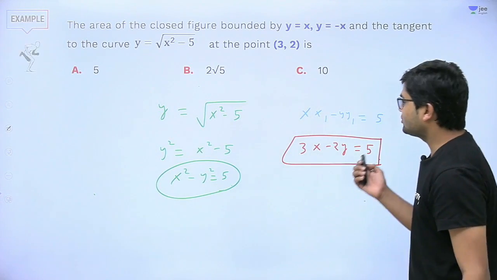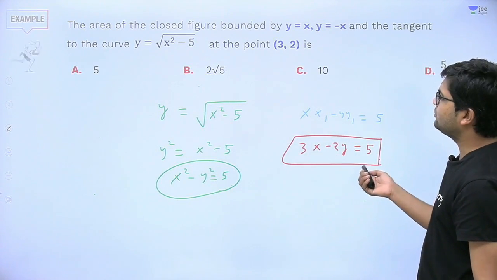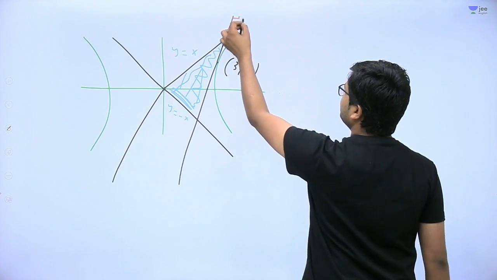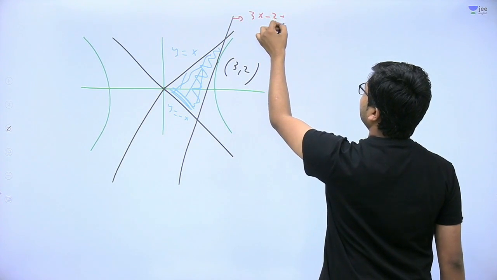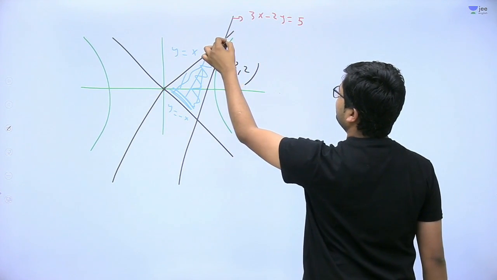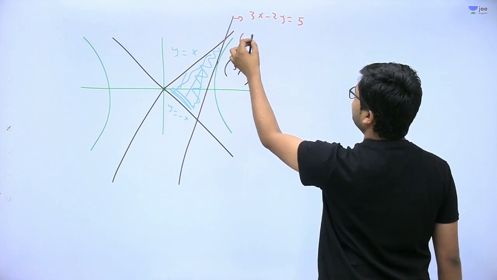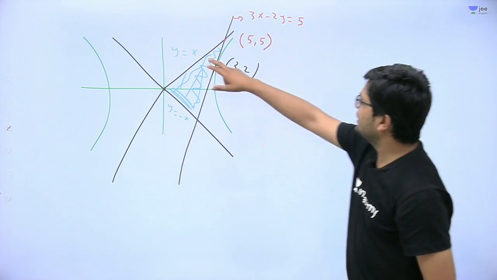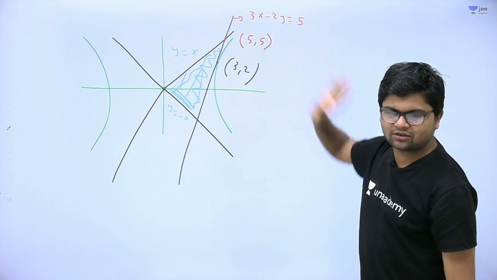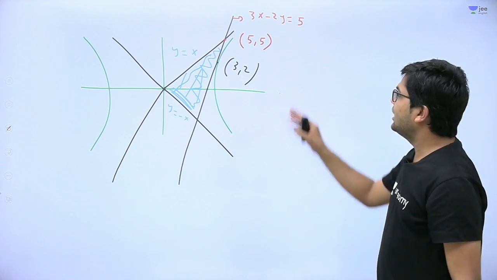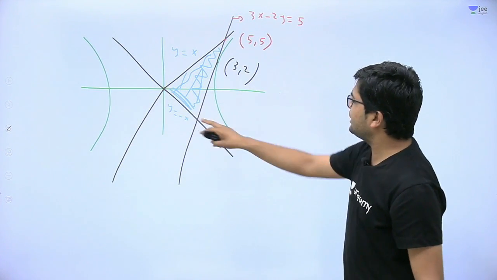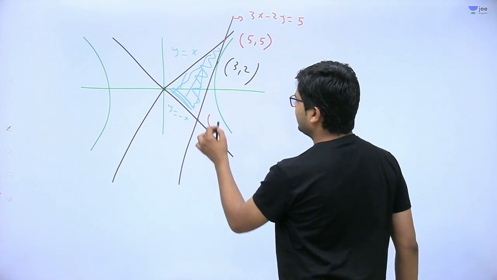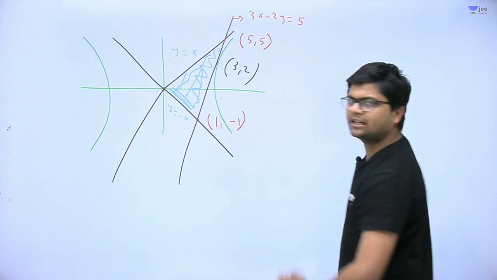Very good. Now just solve this tangent 3x minus 2y equal to 5 once with y equal to x and once with y equal to minus x. So the equation of this line is 3x minus 2y equal to 5. Therefore this point, if you solve it with y equal to x, it will come out to be (5, 5). Just put y equal to x, it will become x equal to 5 and y equal to 5. Very good. And if you solve it with y equal to minus x, 5x equal to 5, so x will come out to be 1. So this point will come out to be (1, minus 1).